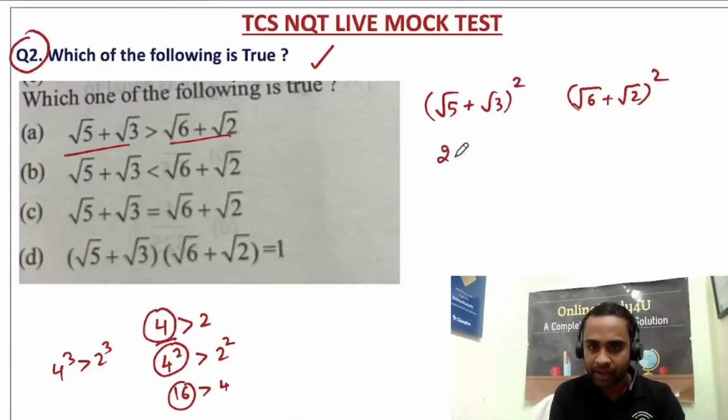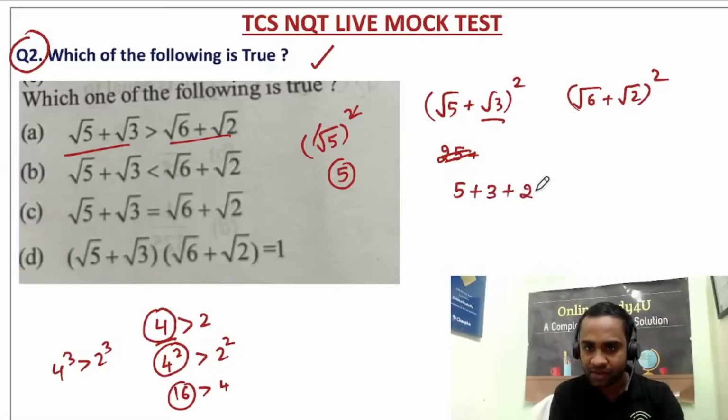So a square plus b square, square root of 5 squared. Square root of 5 squared is what? 5. Don't write 25, right? See, if you make a square of the square root of 5, the square and the root will get cancelled. You will have only 5. a squared plus b squared plus 2ab. So 2, 5 into 3 is what? 15. So 2 root 15.